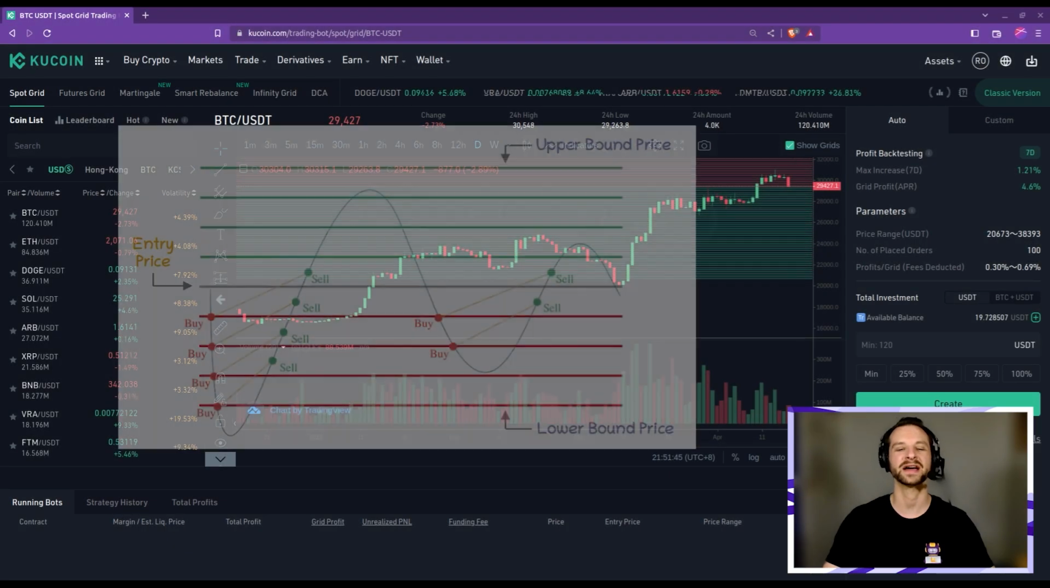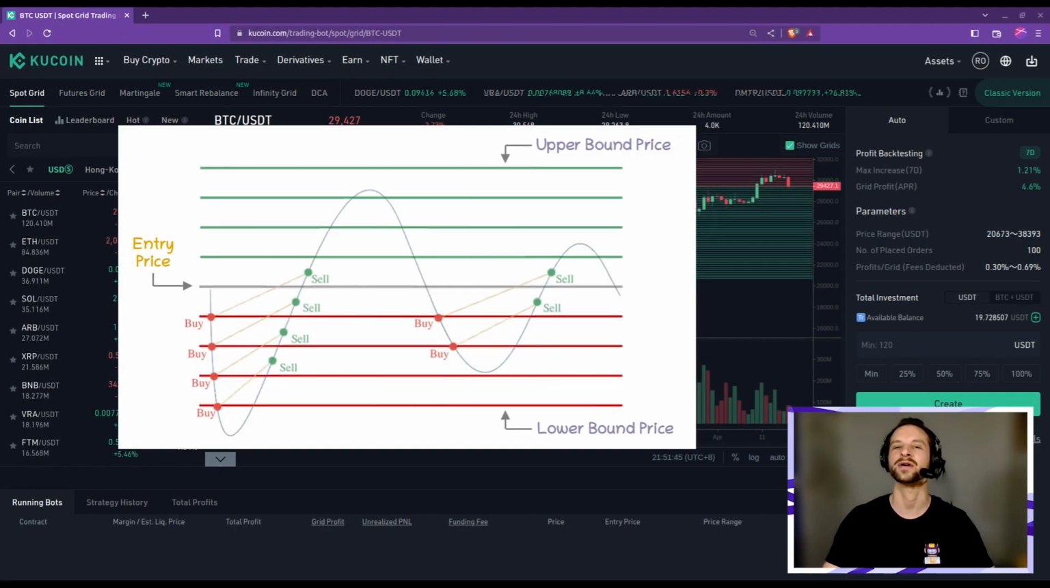Let me open this diagram so I can explain simply how a grid trading bot works. So given an entry price, this will correspond to the value of the asset when the trading bot is started. The trading bot will place a grid of orders. This grid corresponds to evenly spaced levels where buy and sell orders are placed, waiting to be executed when the price of the asset goes past them. Typically, you have buy orders under the current price and sell orders above the current price.